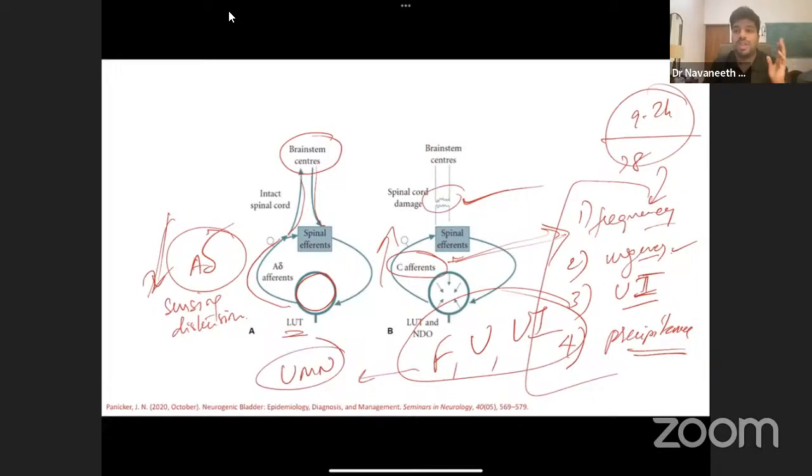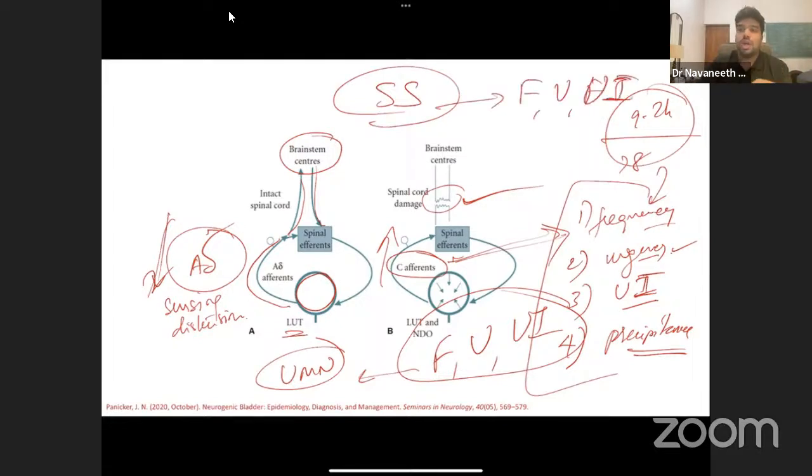All of these, frequency, urgency, urge incontinence, are parts of the UMN spectrum of neurogenic bladder. These are all problems with the sympathetic supply, and sympathetic supply is with respect to storing, SS. So all these symptoms are parts of storage disorder. So now there is a storage problem. The bladder is not able to store the urine. As soon as some amount of urine comes from the ureter, it is going to push it out. Now, inability to store means inability for the sympathetic system to act. So storage is not happening.